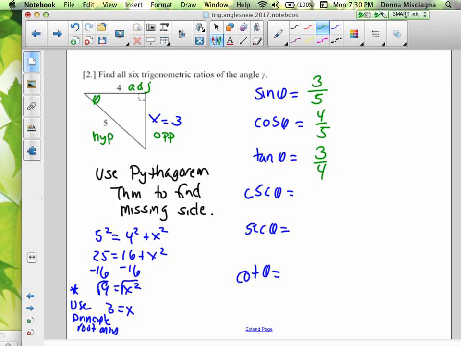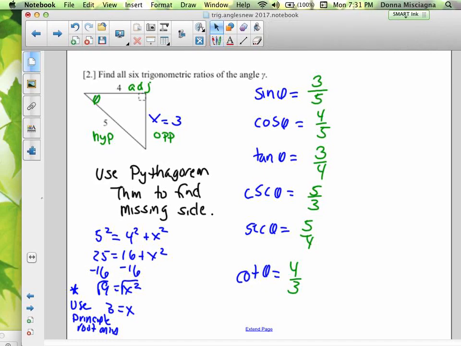So the cosecant is the reciprocal of sine, so that would be 5 over 3. Secant is the reciprocal of cosine, so that would be 5 over 4. And then cotangent is the reciprocal of tangent, that would be 4 over 3. And so you should know it as the reciprocals, and you should also know that, for instance, cotangent would be adjacent over opposite. Secant would be hypotenuse over adjacent, and cosecant would be hypotenuse over opposite. Right? So you should know them by which sides they use, as well as the fact that they are reciprocals of another trig function. I think maybe there's one more.